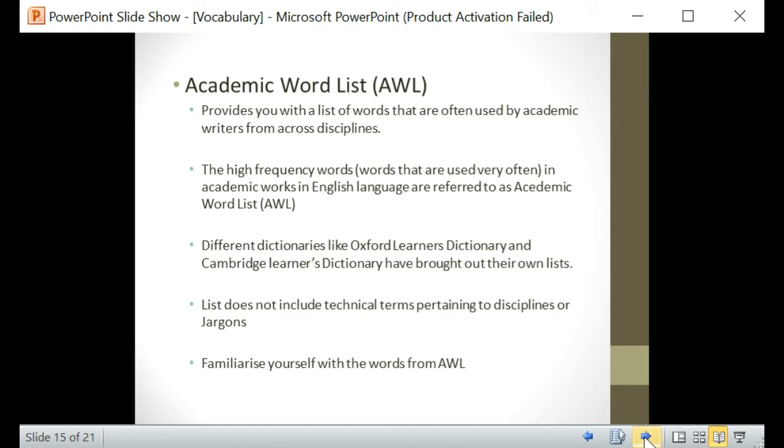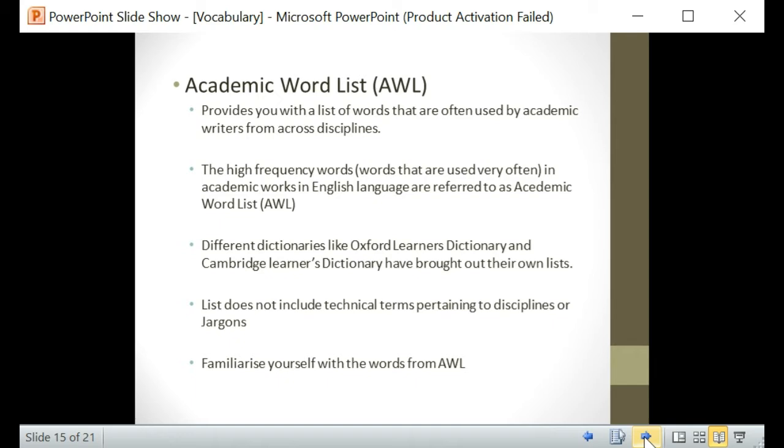Academic word list provides you with a list of words that are often used by academic writers from across disciplines. There are dictionaries or companies that collect words that are often seen in academic works and make a list out of so many academic words. Okay, this academic word list consists of a group of words. Like there are thousands of words that are often seen in academic writing.